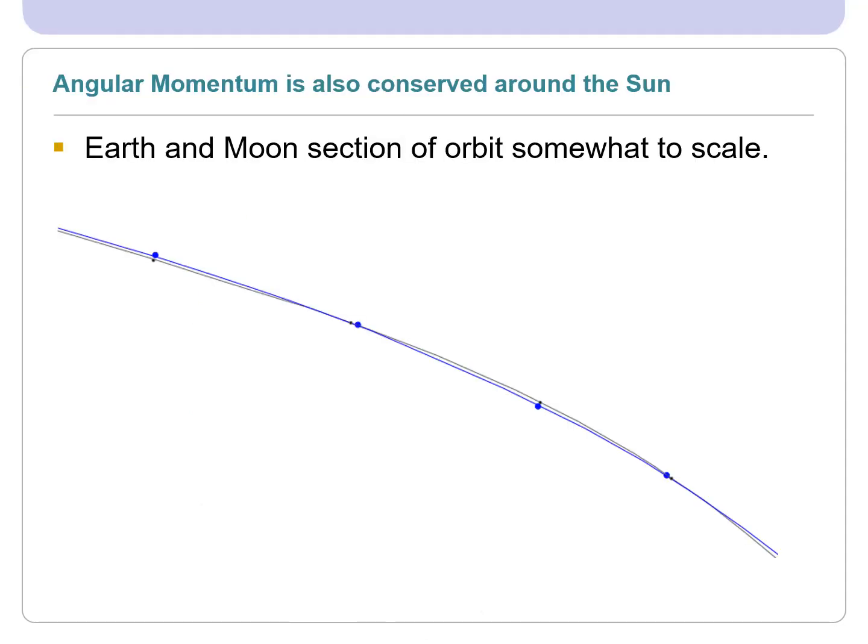Somewhat to scale, this is what the Earth and Moon orbits look like. From full moon to full moon, it is about 28 days, about 12 times per year, so the cycle of full moon to full moon subtends about 30 degrees of the 360 degrees of the Earth's orbit around the sun.